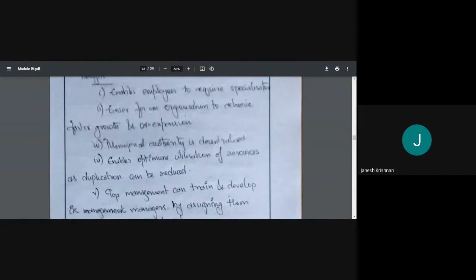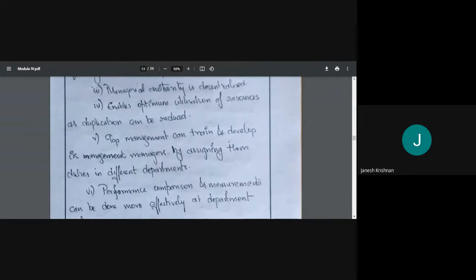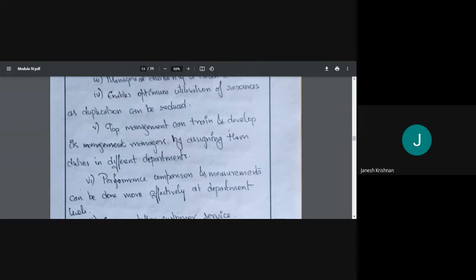And top management can train and develop managers by assigning them to different departments. If the management feels that a person is good and we need to develop him into higher roles, they will assign the person to different departments. So for 2 years he'll be working in marketing, then he'll be changed to production, then to finance. So he will have an understanding of all the workings.